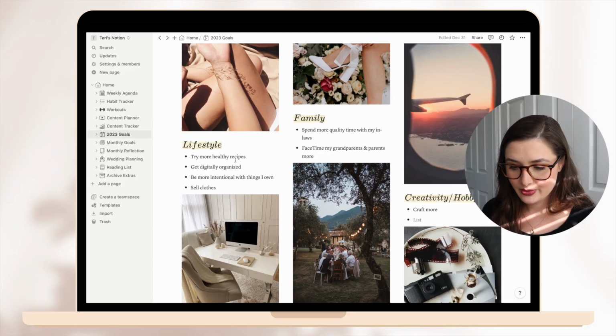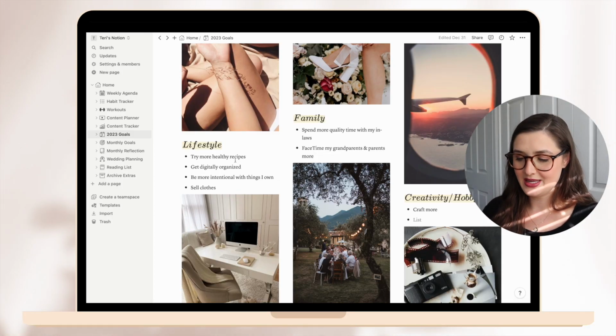Be more intentional with things I own, right? What I keep. That's going to be a huge thing that I do while packing up all of the things that I own before I move, or donating or getting rid of whatever. So that'll really come into play soon. Sell clothes. I've done a lot of donations. I gave a lot of things to one of my cousins instead of selling. So you know what? That's okay with me as long as it has a good home, which it does.